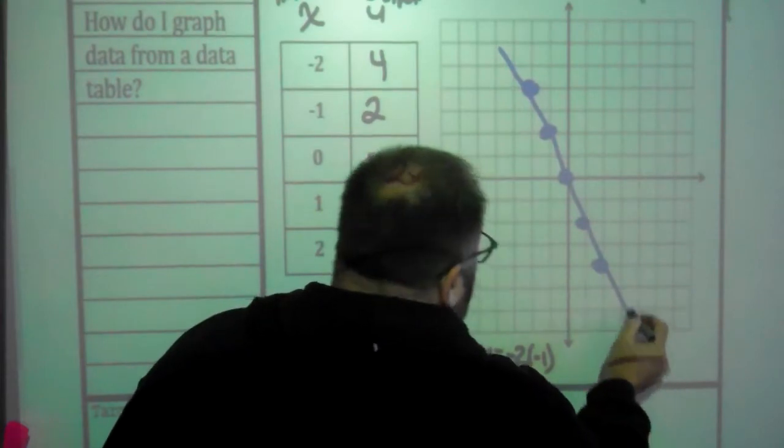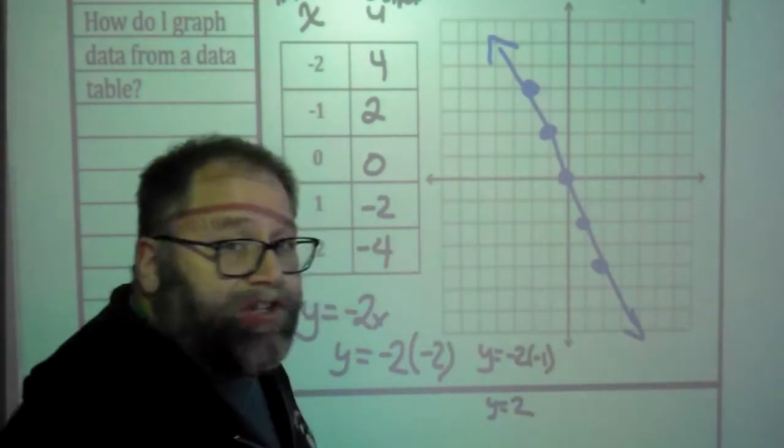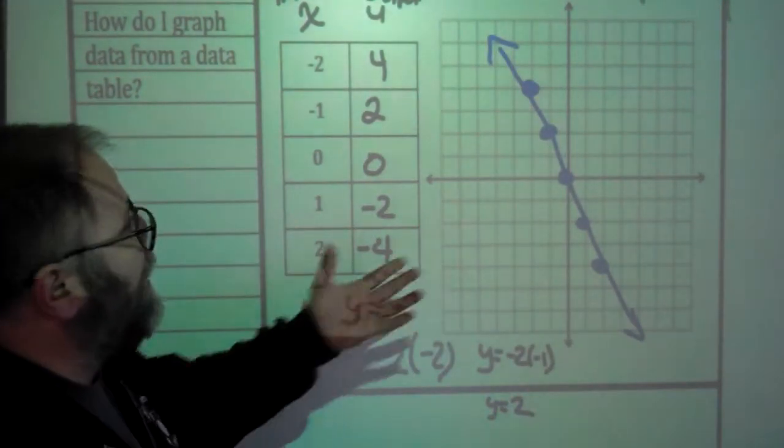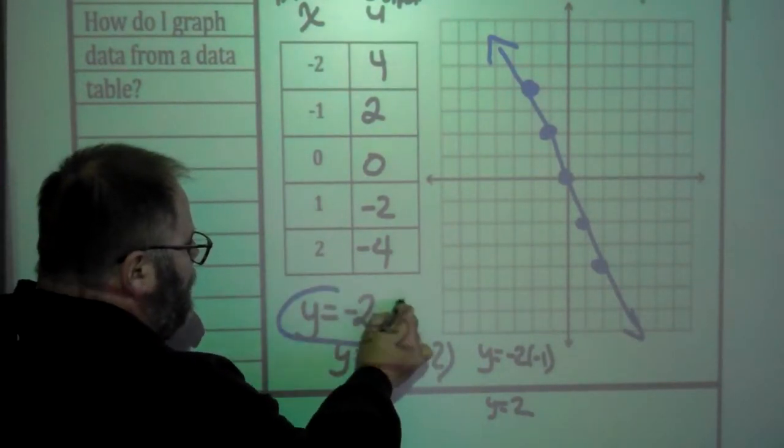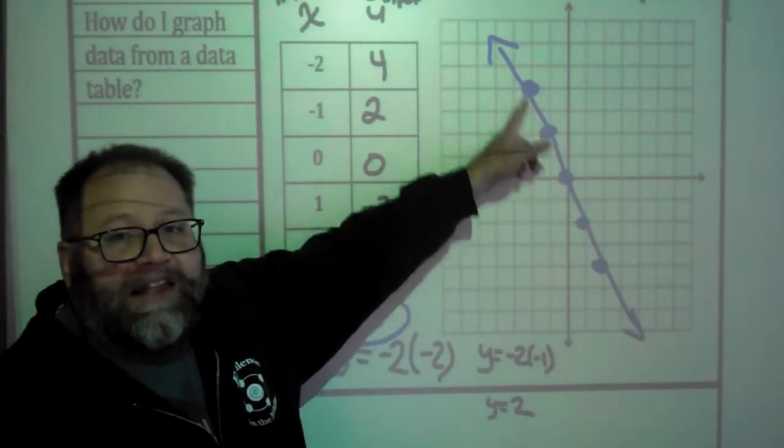I can't put a straight edge on the board, but you should put a straight edge on your paper to do that. And there's a representation. That's how this linear equation becomes that line.